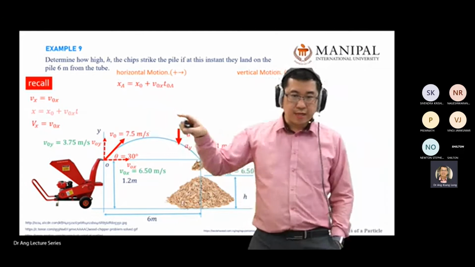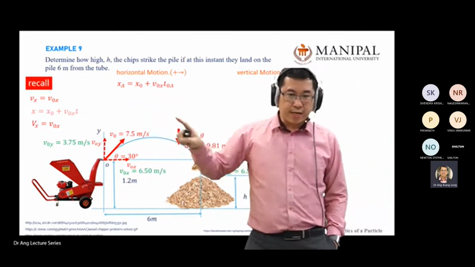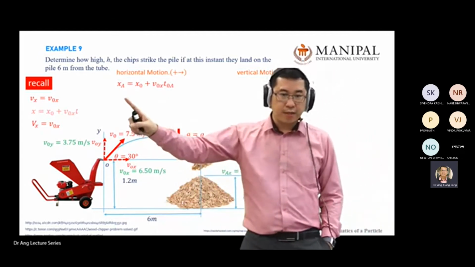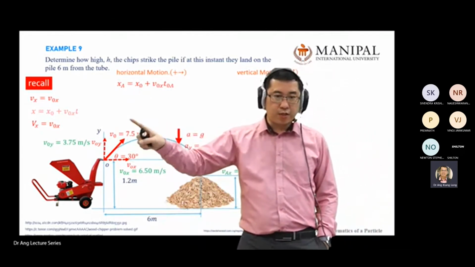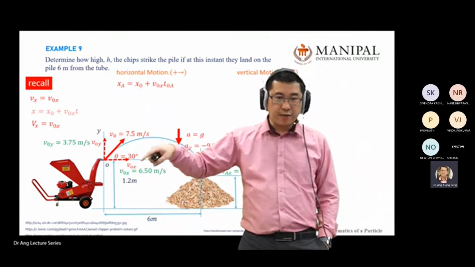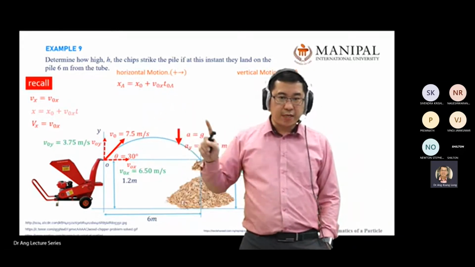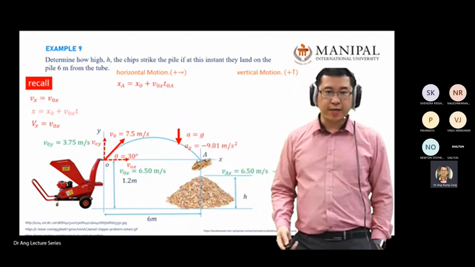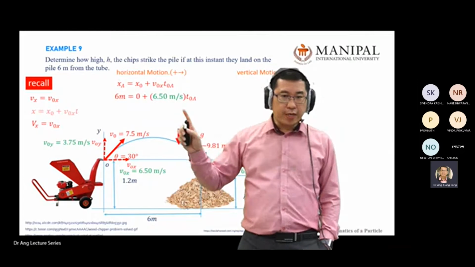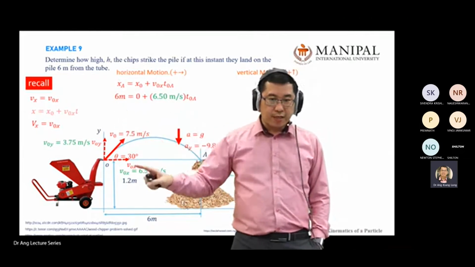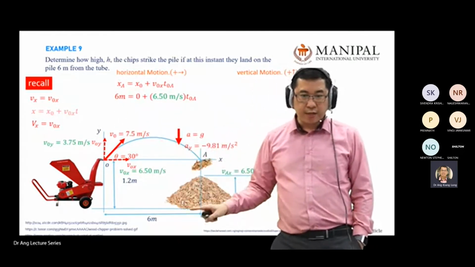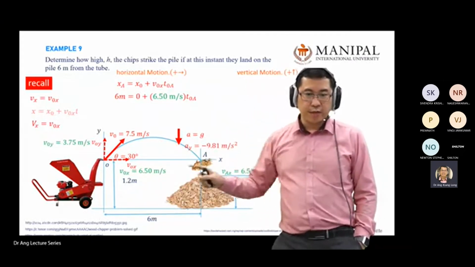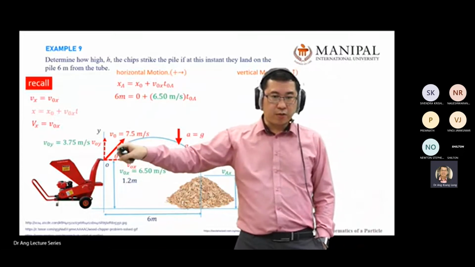So XA here means the X direction from the origin is 6 meters. XO, origin, VOX already defined. TOA means time from O to A, or you can just put T, never mind. Okay, so you substitute all the answers there. 6 meters, XA here is 6 meters from the origin in X direction, horizontal motion. XO origin 0, you start from 0, 0.